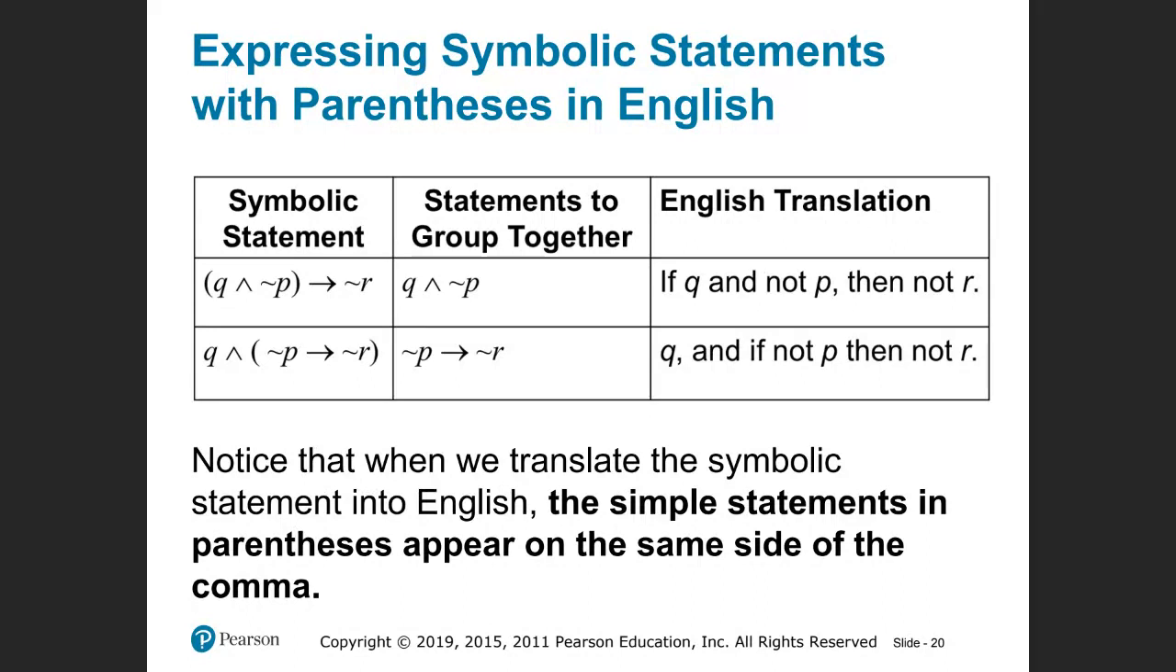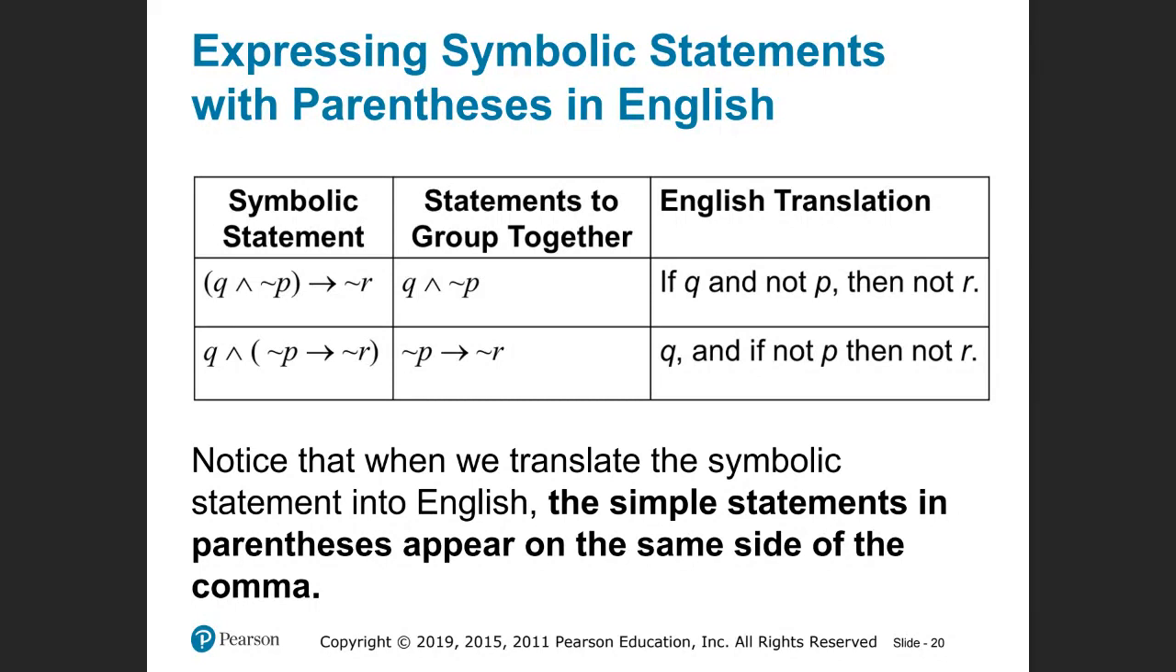Anyhow, expressing symbolic statements with parentheses in English. So these are getting a little more complicated, which will happen when you start working with truth tables. Notice that these symbolic statements include parentheses, and it makes a difference where the parentheses are. In the first line, the statements to group together are the Q and not P. So this is read as, if Q and not P, then, which is the right arrow, not R.